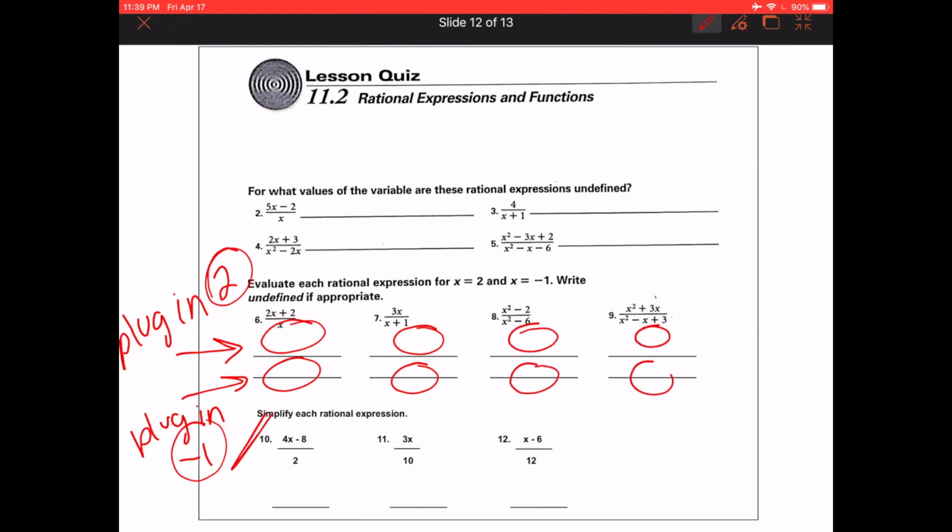And then for my last chunk of questions here, 10, 11, and 12, you're just simplifying. This is the last example that we just did. You're going to break apart the fraction. So x minus 6, keep the denominator, so over 12, and then just simplify from there.